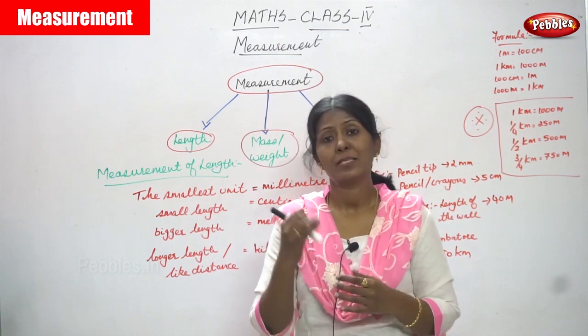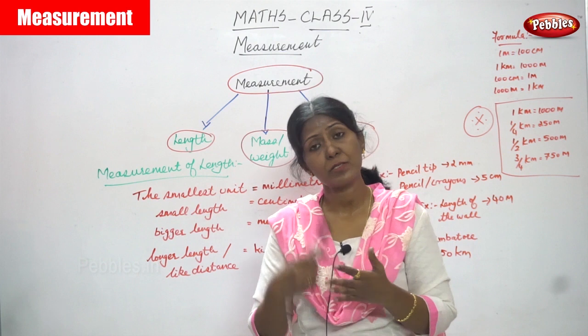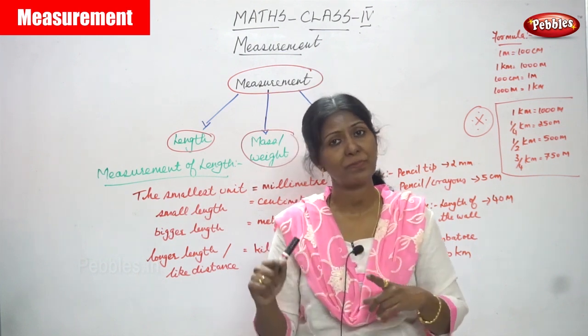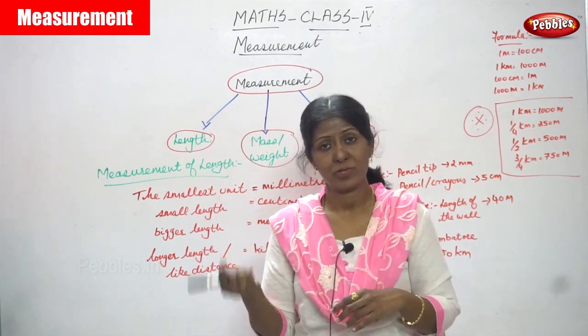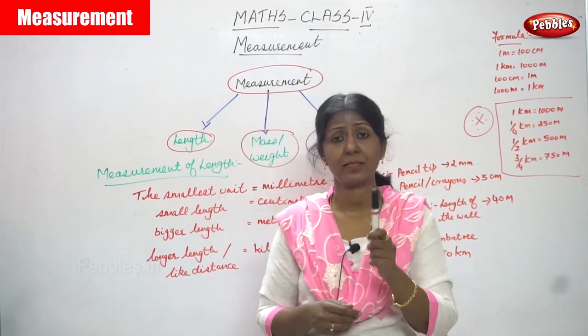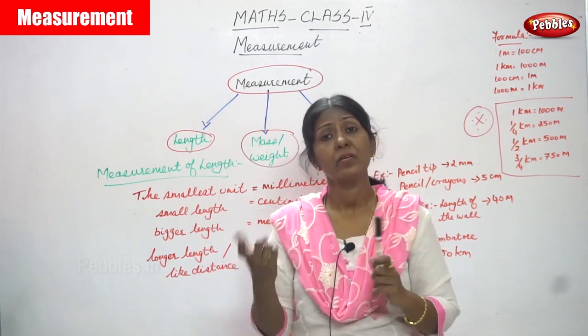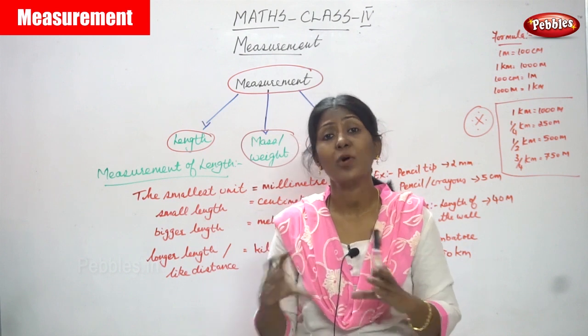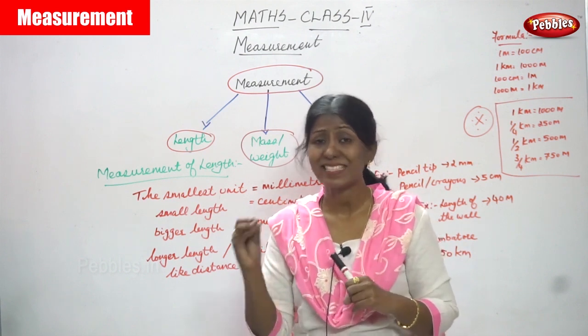And one more thing, you take a pencil or crayons, not the tip of the pencil or the tip of the crayons, I am telling the exact marker or pencil. Even you can take a scale. It is all small length. So small length is always measured in centimeter.